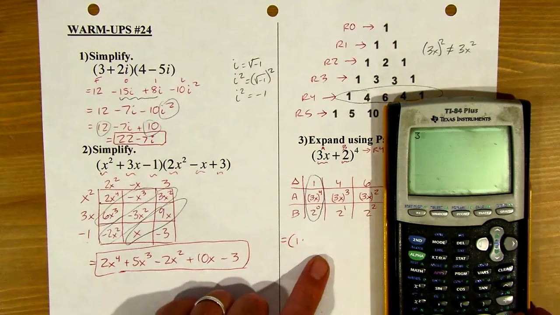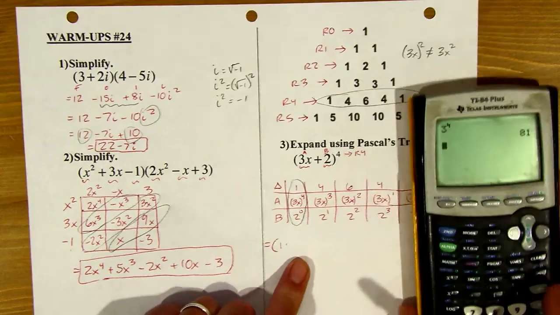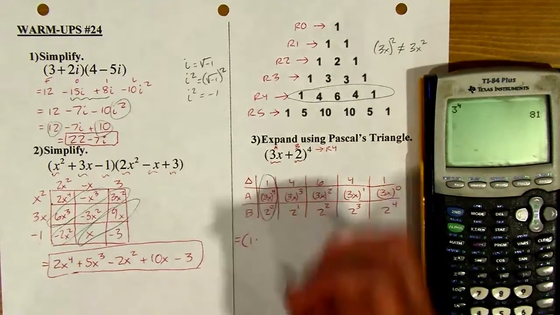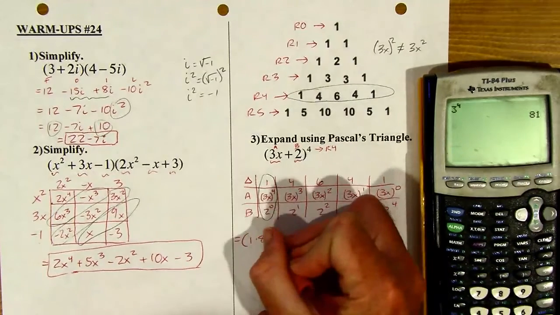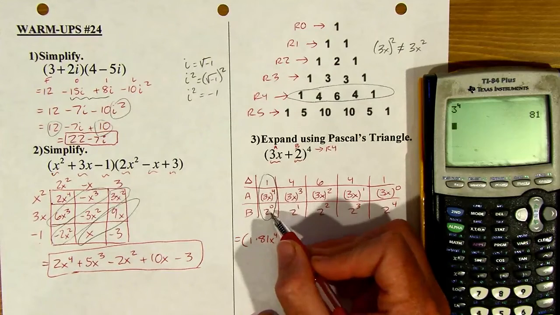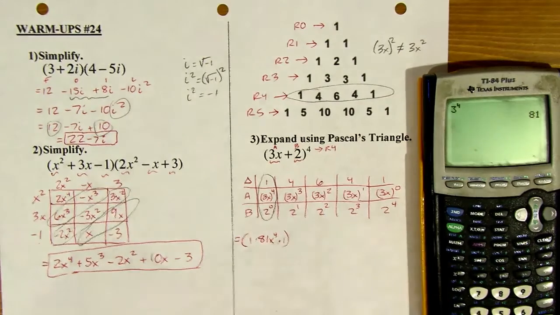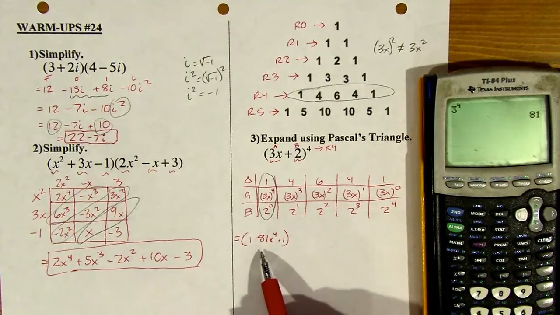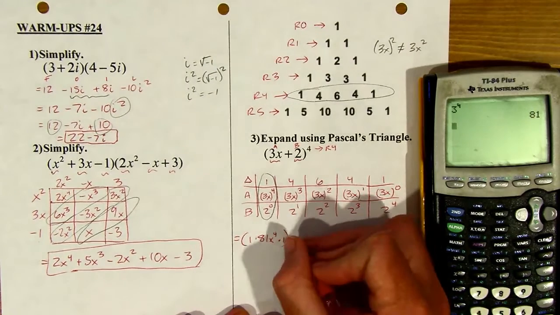So 3 to the 4th, I mean, it's just going to be 9 times 9, right? Because 3 squared times 3 squared. But there's a calculator, okay? So I've got 81x to the 4th is equivalent to this, okay? Anything raised to the 0th power equals 1. And that's just going to end up being 81x to the 4th, right? But that's going to represent the first term of my polynomial.